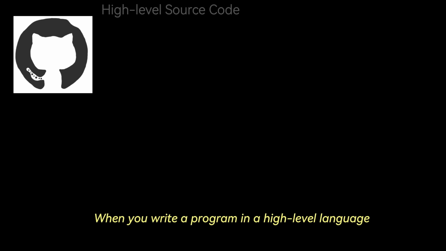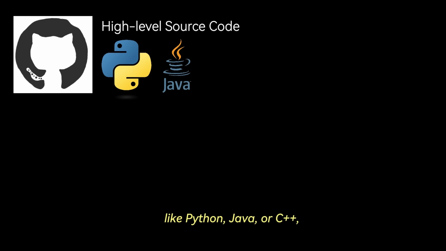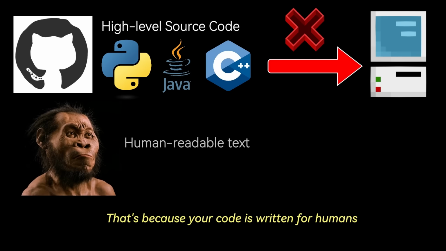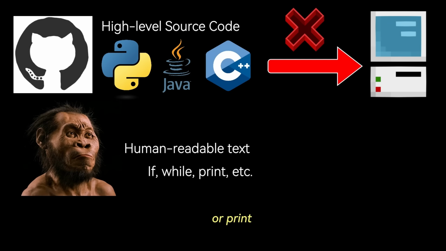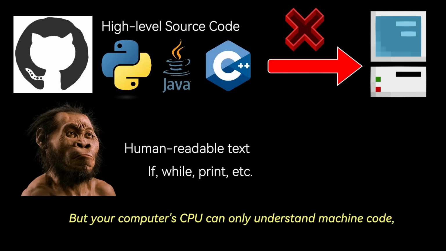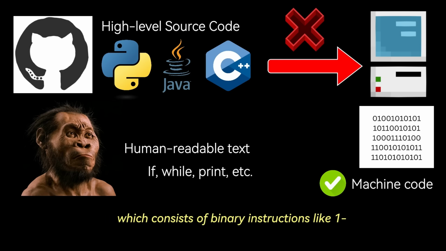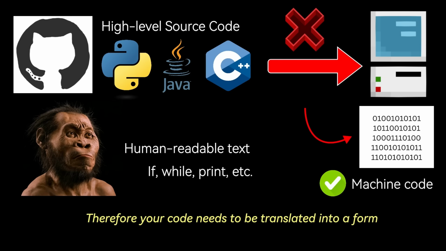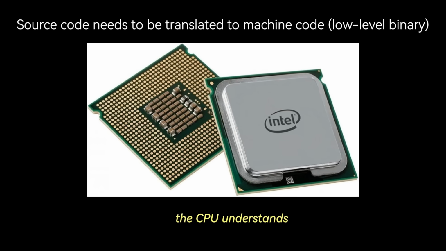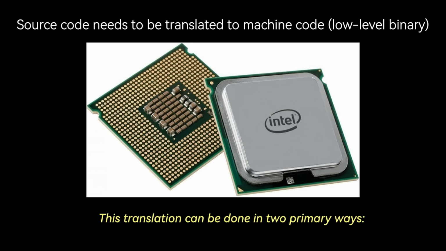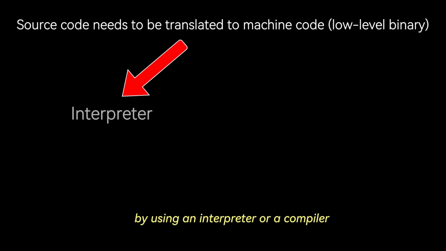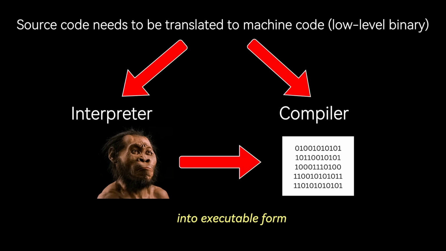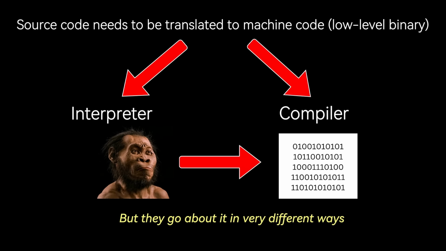When you write a program in a high-level language like Python, Java, or C++, your computer cannot run it directly. That's because your code is written for humans, using keywords like if, while, or print. But your computer's CPU can only understand machine code, which consists of binary instructions like 10111101. Therefore, your code needs to be translated into a form the CPU understands. This translation can be done in two primary ways, by using an interpreter or a compiler. Both serve the same goal, converting human-readable code into executable form, but they go about it in very different ways.